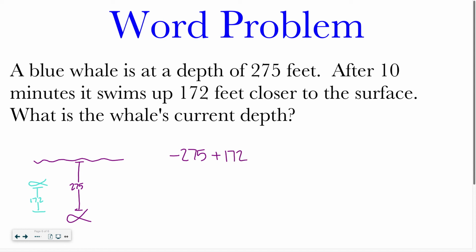So if I did negative 275 plus 172, I would end up at a total depth of 103 feet. And that would still be negative because he's still under the surface of the water, right? And that 275 is bigger than 172. So you should end up at a negative 103 feet.